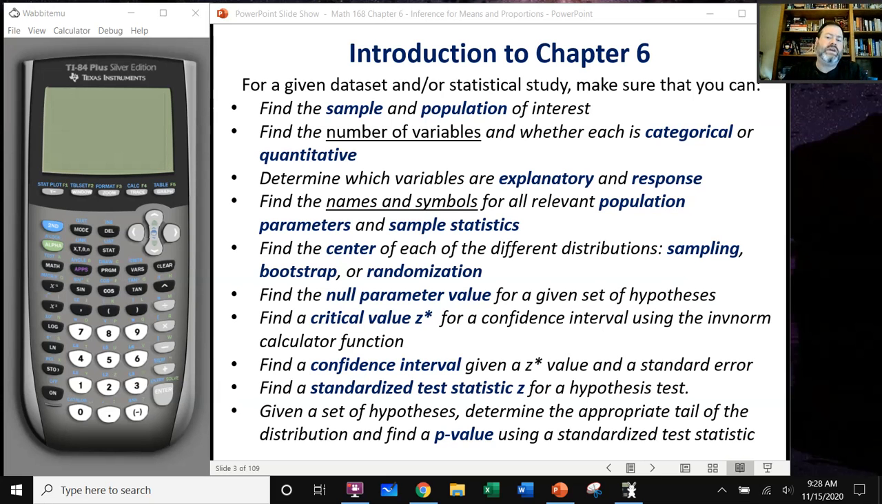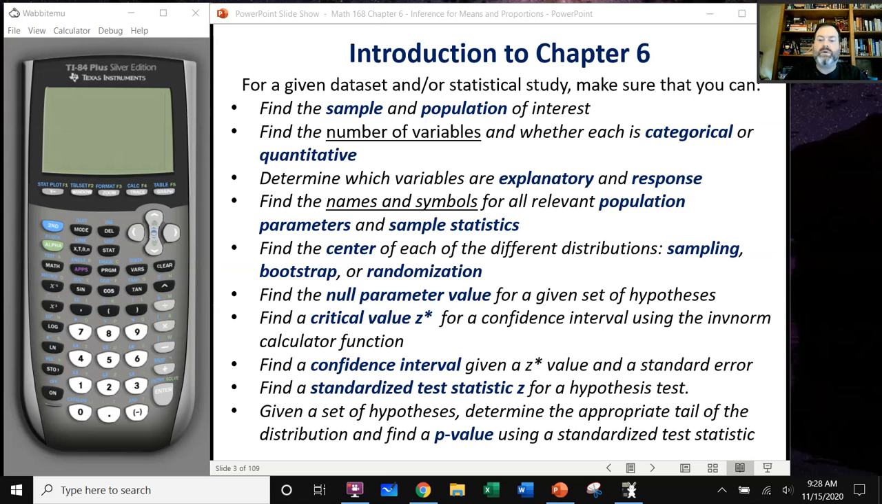And then we learned the sample statistics and names of the parameters in Chapter 2. We didn't call them parameters in Chapter 2. We didn't learn that name until Chapter 3, but we learned what p hat and p were and things like that in Chapter 2. Then we need to be able to find the center of each of the different distributions, our sampling, bootstrap, and randomization distributions. We're going to be doing all 3 in Chapter 6. So you have to know where these things are centered when you build your distribution.